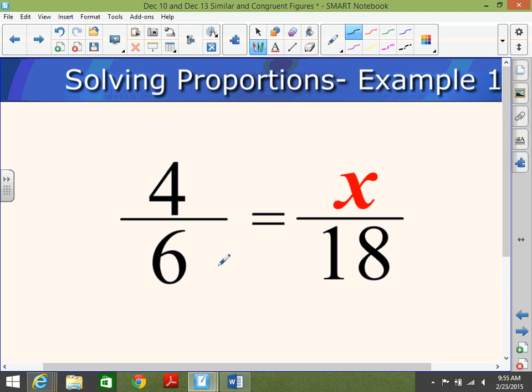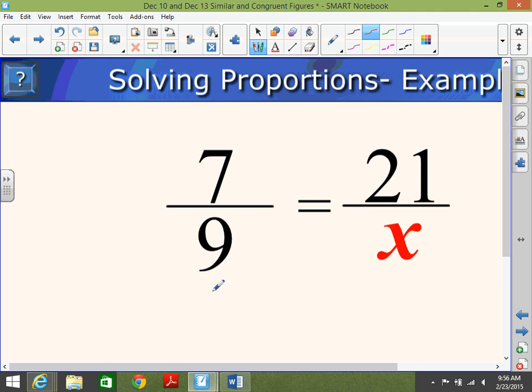4 over 6 is equal to x over 18. What would I do to solve this proportion? Cross multiply. So 4 times 18 is first. And then what do we do? Divide by the leftover number, which is 6. And what do we get? X equals 12. Good.